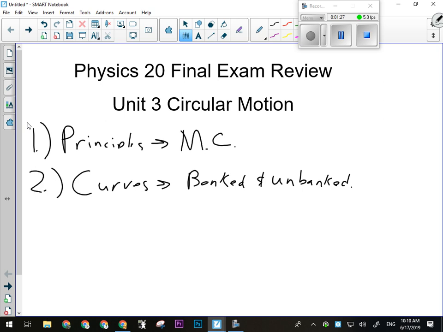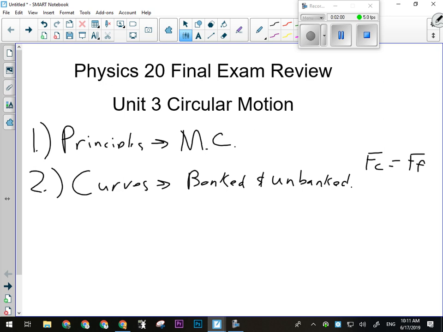If we're talking about an unbanked curve, what acts as a centripetal force? Friction. Then you set that up as you set up everything in this unit: centripetal force equals some other force. Remember, centripetal force is always provided by something else. Something else acts as a centripetal force, friction, gravity, whatever it happens to be. Centripetal force is not a force in and of itself. It's a force that other forces can act as.